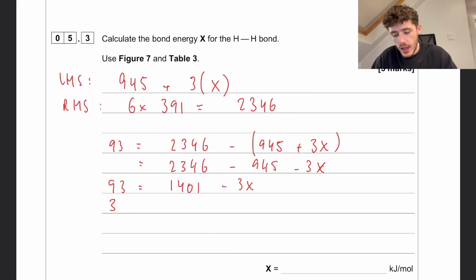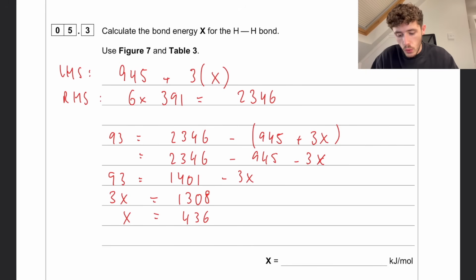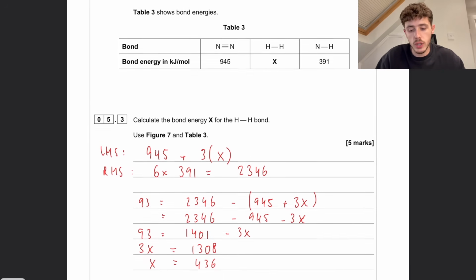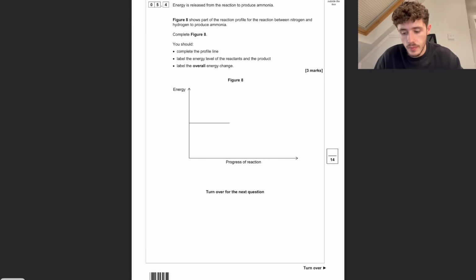And then if we take the 3x to the left-hand side and then subtract the 93, we're going to be left with 3x equals 1308. And then divide that by 3, and we get that x is 436 kilojoules per mole. And that is our final answer. Again, you get 5 marks for that. If you understand how to set up and solve a general equation, just like you would have learnt in maths, that is a fairly straightforward 5 marks. So I would recommend putting some time into learning this kind of stuff.